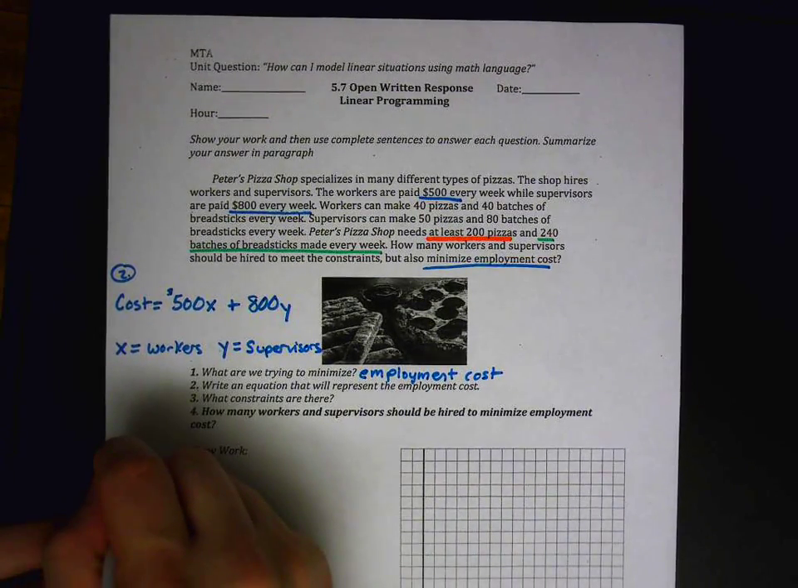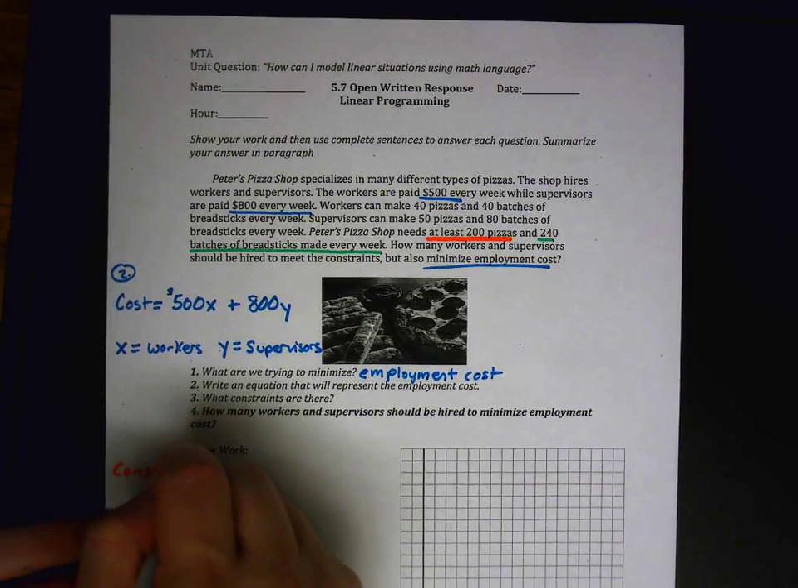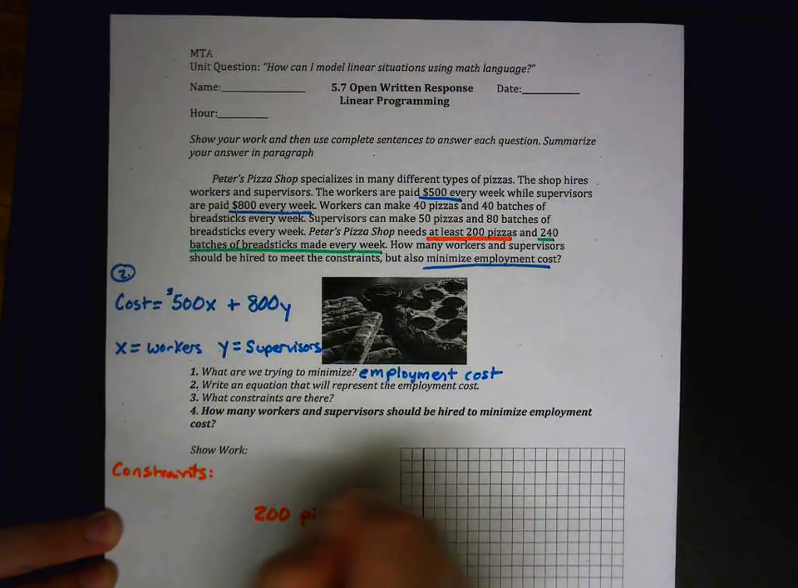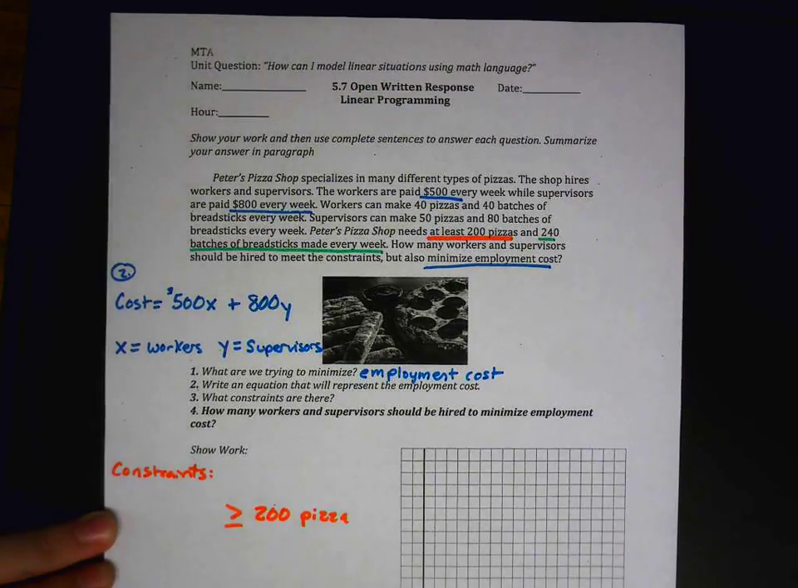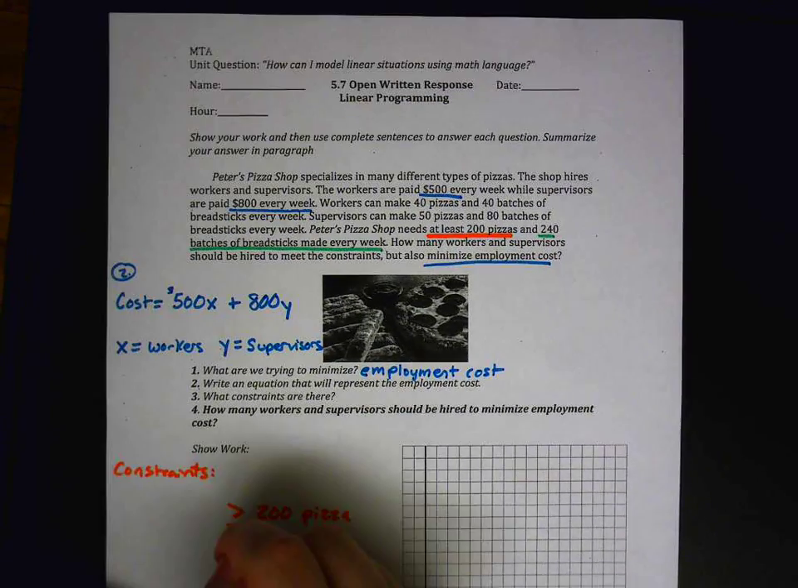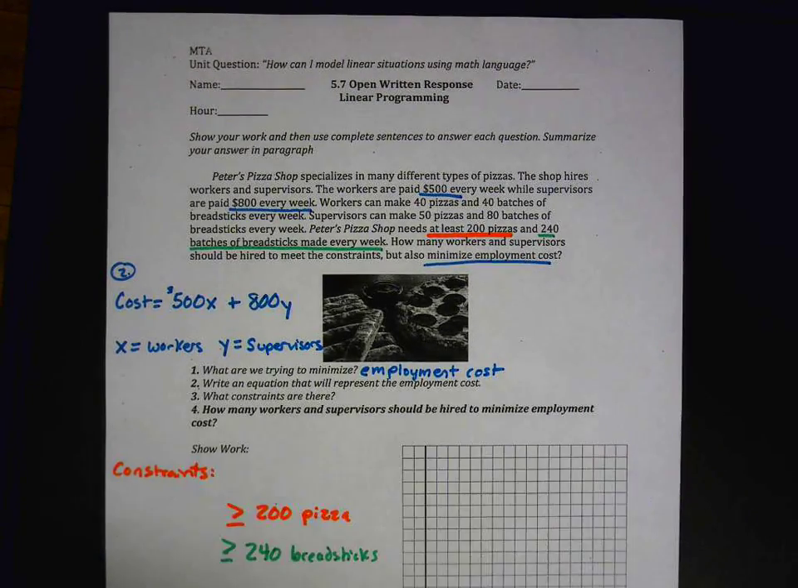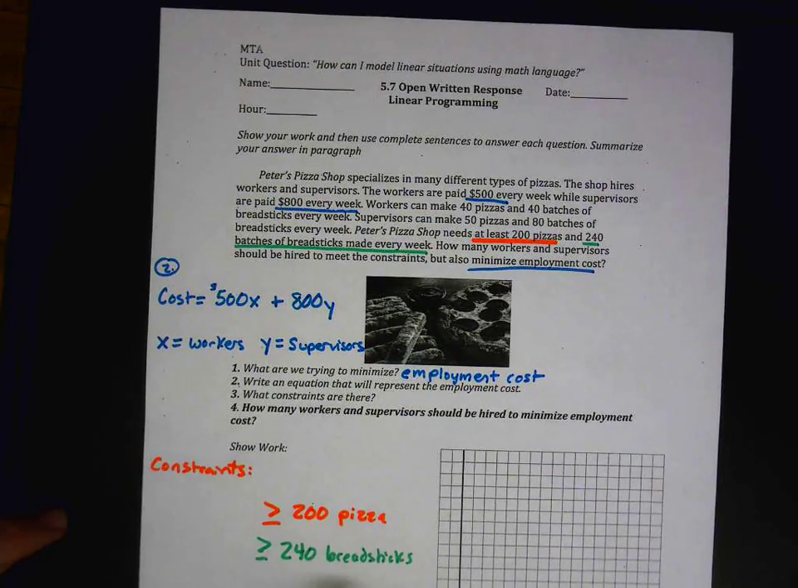So I'm going to say my constraints. We need at least 200 pizzas. At least means we need greater than or equal to 200 pizzas. We need at least 240 breadsticks. This is where I'd start with constraints. Look for those words like at least, or if you see words like no more than or something like that. We need at least 200 pizzas and at least 240 breadsticks.